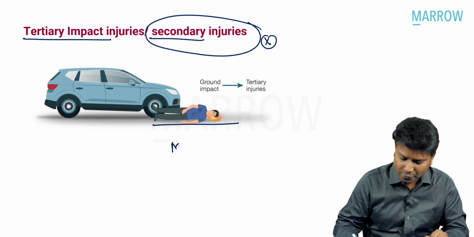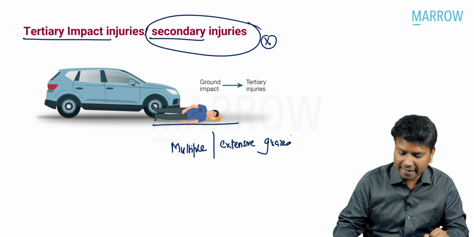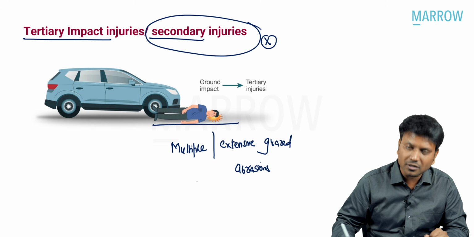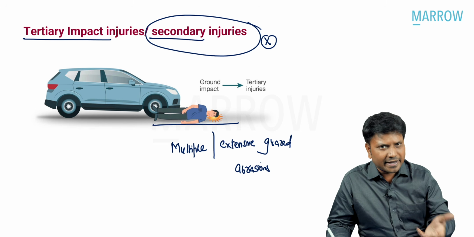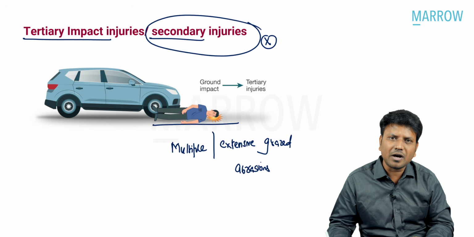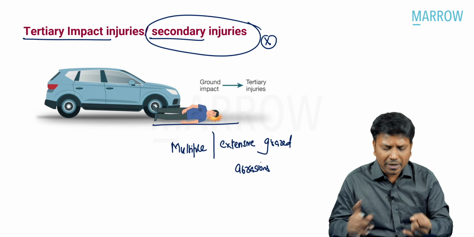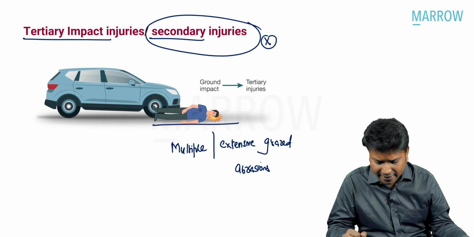And this is the situation wherein multiple extensive grazed abrasions can be noted, because the person is dragged on the rough road. The person can have extensive abrasions on the body. In one of your previous R&D questions to us, the question was: extensive abrasions on the dead body of RTA is dash. Primary impact, secondary impact, and secondary injury. Remember, it is secondary injuries.